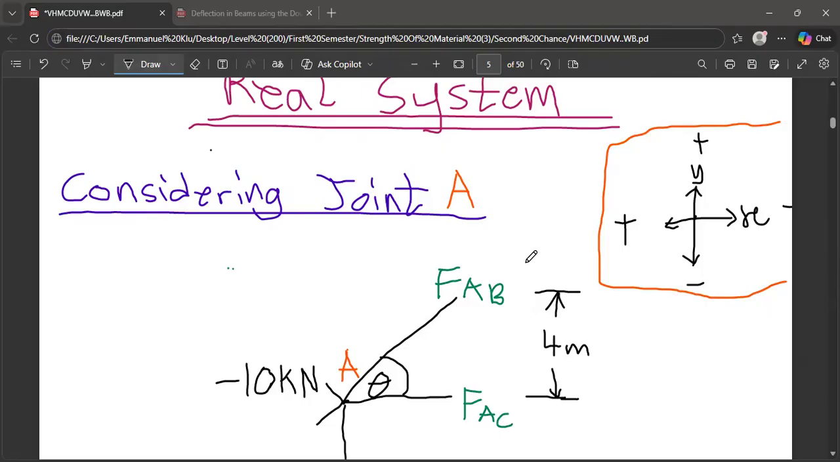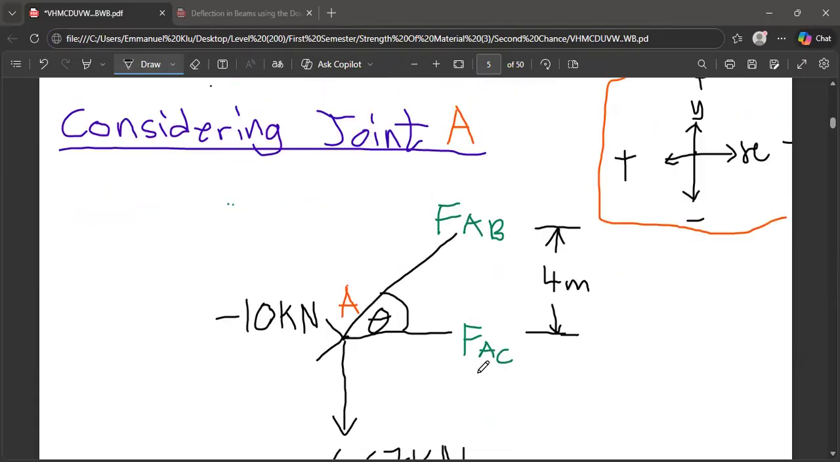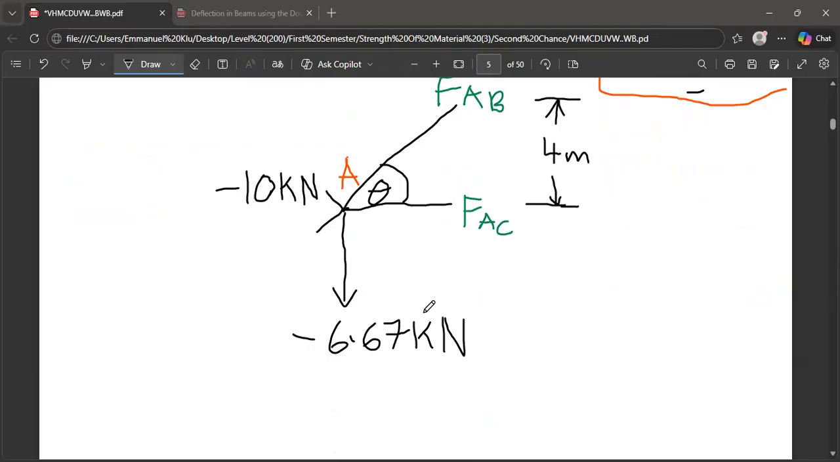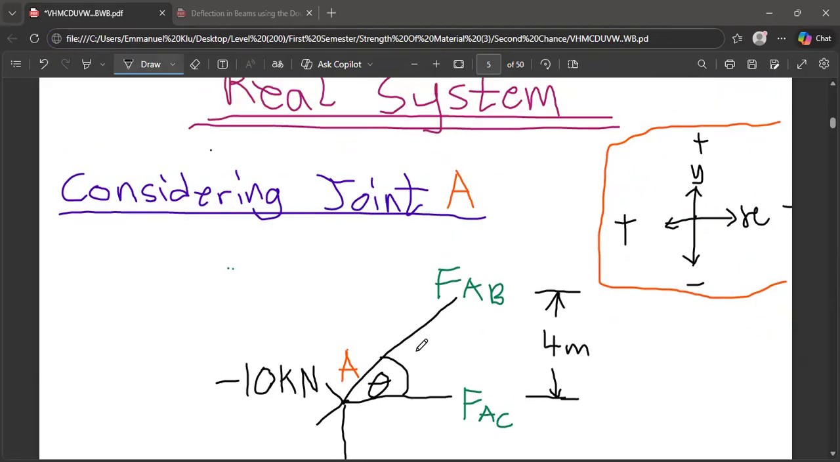Okay, so let's proceed now to calculate for the force at AB. We're also going to calculate for the force at AC too. So don't worry, we are now moving. First of all, what do we have to do? I want to show you something very important.